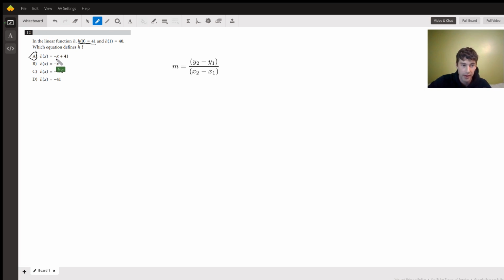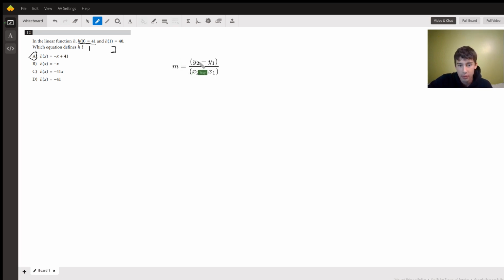That's the coefficient in front of x, right? mx plus b. And so if we're looking to solve for m, we can do y2 minus y1 over x2 minus x1. You can make whichever equation 1 and 2 that you want. You just got to be consistent. So we're going to make this equation 1, and then this is equation 2.